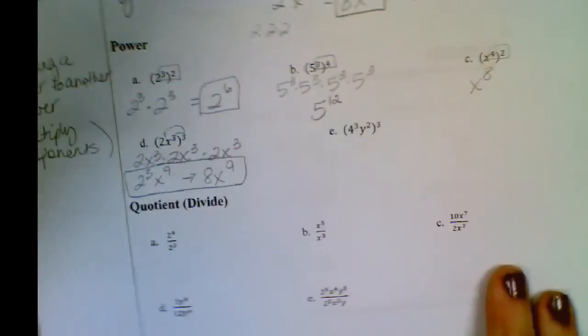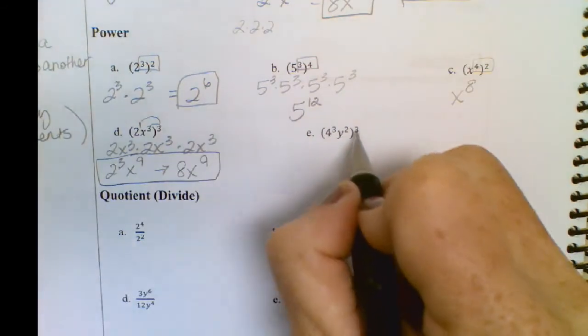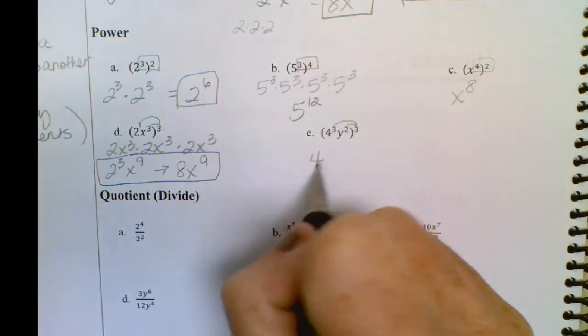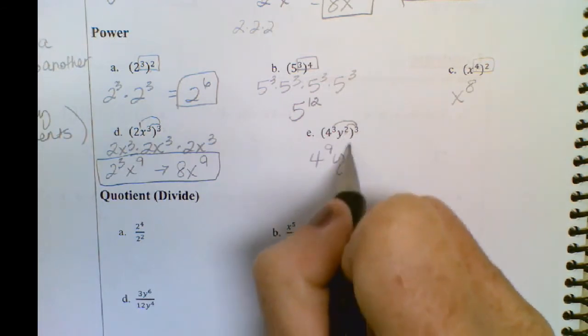So remember that everything in the parentheses needs to be raised to that power. So you can kind of do a distributive property. 3 times 3 is 9, and 2 times 3 is 6.